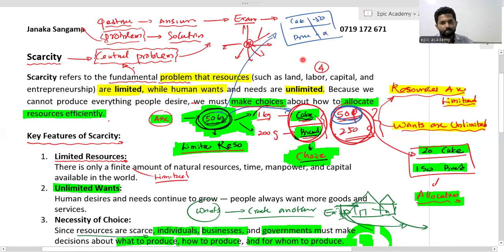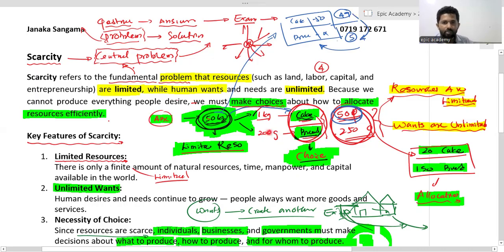So what happens? You are sacrificing the production of bread, isn't it? Yes. You are sacrificing the amount of bread to produce cake. As an example, just consider you use only 49 kilos to produce cake. Then you can produce only 49 cakes, isn't it? Then you have 1 kilo to produce bread. You can produce only 5 kilos, isn't it? Yes, only 5 kilos. Why? Because you need 200 grams.